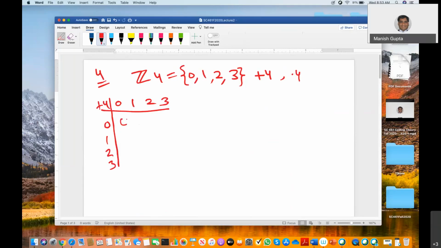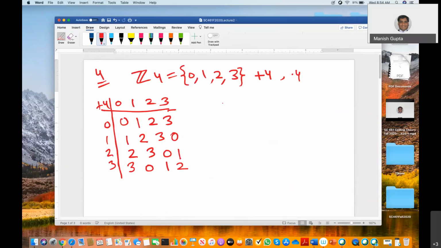0 plus 0 is 0. 0 plus 1 is 1. 0 plus 2 is 2. 0 plus 3 is 3. 1 plus 0 is 1. 1 plus 1 is 2. 1 plus 2 is 3. What is 1 plus 3? 4. 1 plus 3 is 4. Modulo 4 it is 0. 2 plus 0 is 2. 2 plus 1 is 3. 2 plus 2 is 4, which is 0. And 2 plus 3 is 5, which is 1. Then we have 3 plus 0 is 3. 3 plus 1 is 4, which is 0. 3 plus 2 is 5, which is 1. And 3 plus 3 is 6, modulo 4, which is 2. So this is the table with respect to addition.